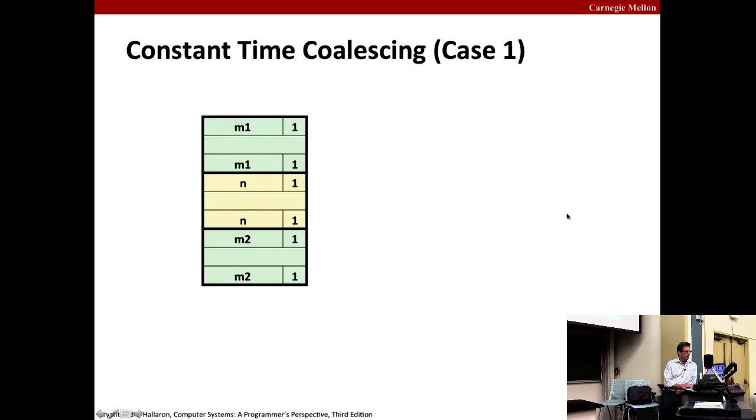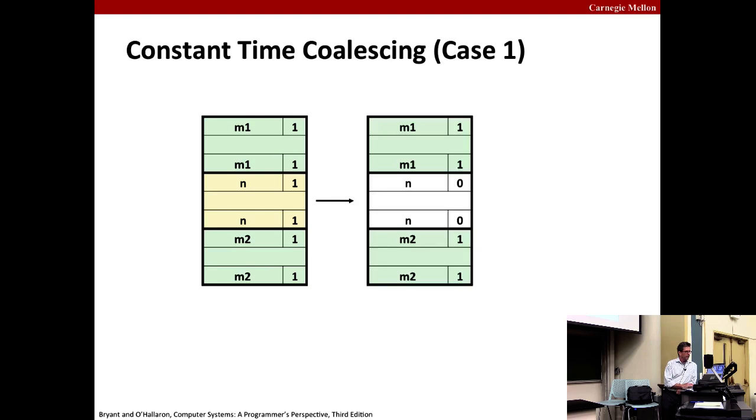Okay, so in case 1, where we have our allocated block that we want to free surrounded by two allocated blocks, we don't coalesce anything, because you only coalesce free memory. So in this case, the size in the header and footer stays the same, and we just set the allocation status to free.